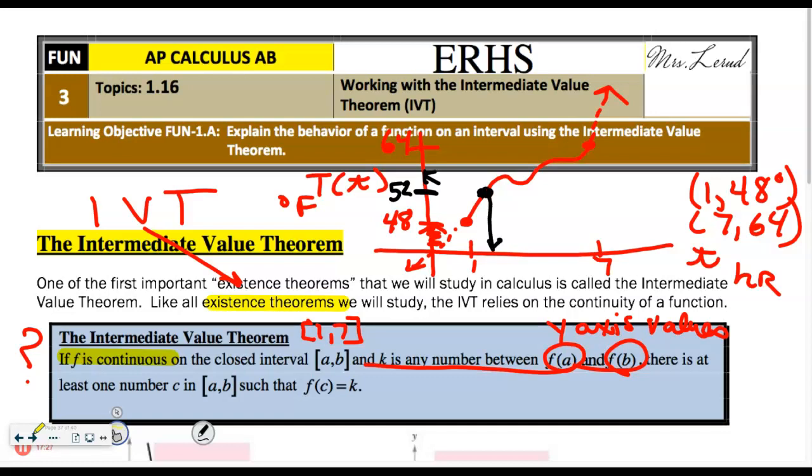Go ahead and do that. Drop it down. It guarantees at least one c. That's an x value. In my case, at least one time. So go put a little c right there so you know that the c is on the x-axis, such that I reach that temperature. So loosely it says that for a continuous function, every y value has to get hit at least once between the x values. Has to. Does that make sense?